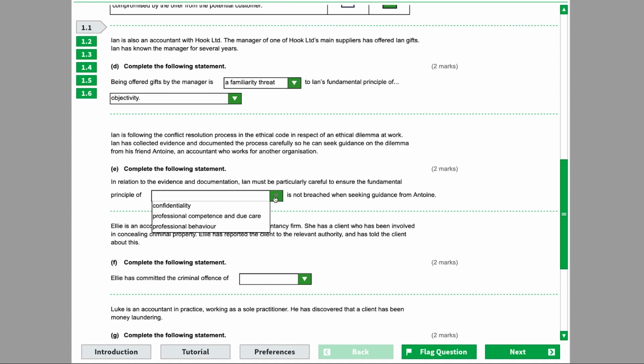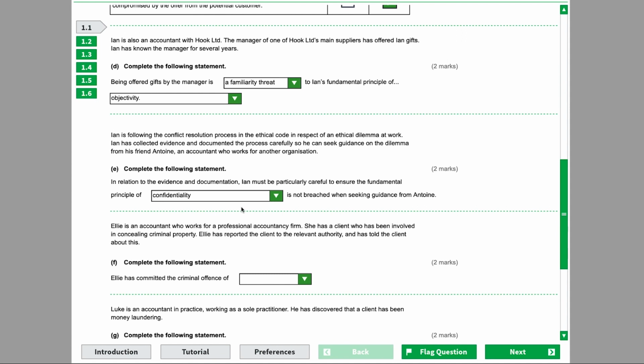Now the key issue we have here is that Anton works for another organisation. So sharing that information, we need to be particularly careful of confidentiality. As a lot of the information that we would be dealing with here would be confidential information, we need to ensure that we don't cross that line and share information that we've not been given the go-ahead to share. So it would be confidentiality.